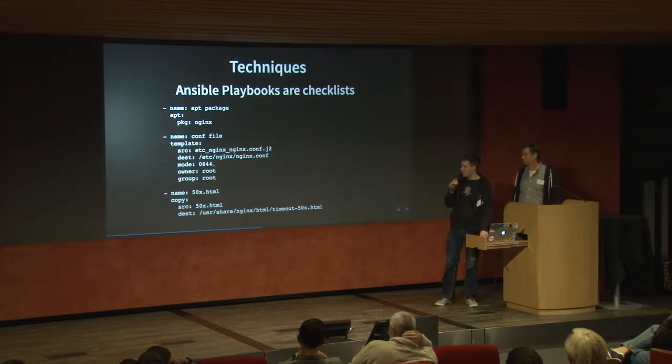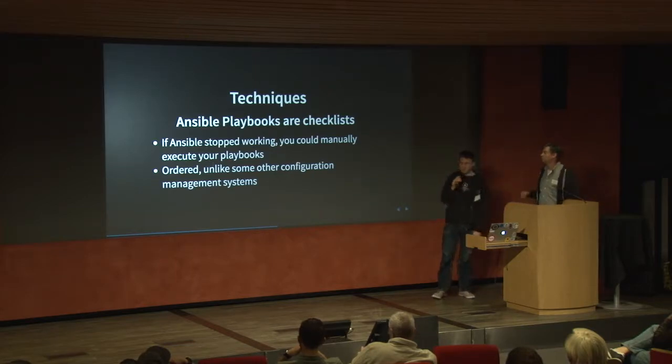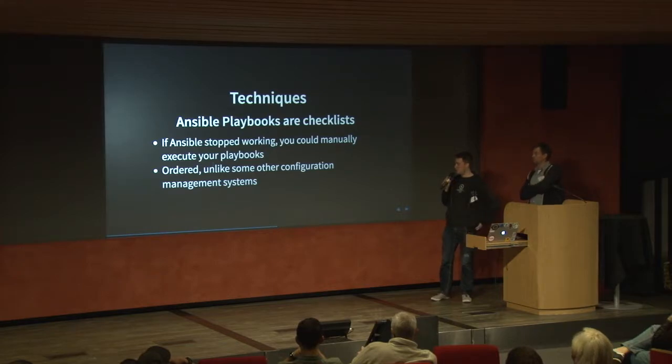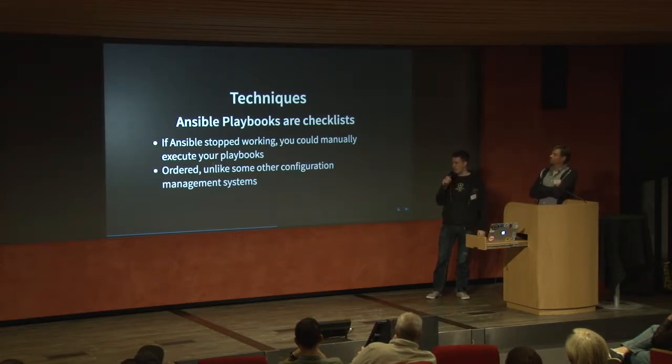And one of the good things I think about Ansible is that if it did stop working, or if it got banned by your company or the government or whatever, you could manually execute your playbook still. It might take a bit of time and a little bit of effort, like debugging what modules are doing, but for a lot of them, you could go into a server and run the commands yourself. I also like that it's ordered, unlike some other configuration management systems. So the order makes it really easy to debug and also to explain and pass over to someone.